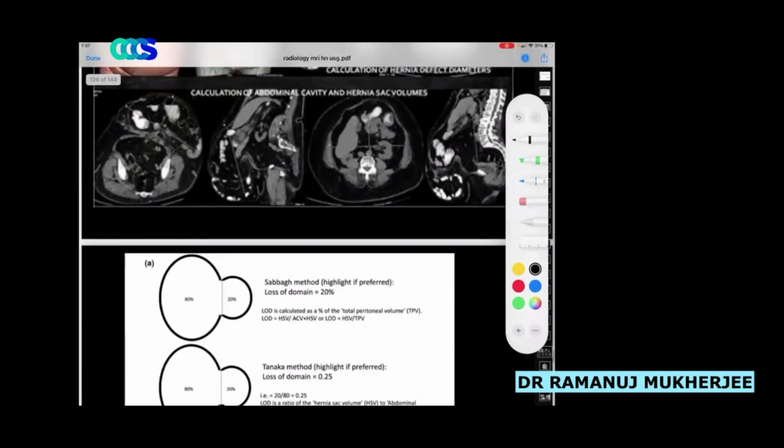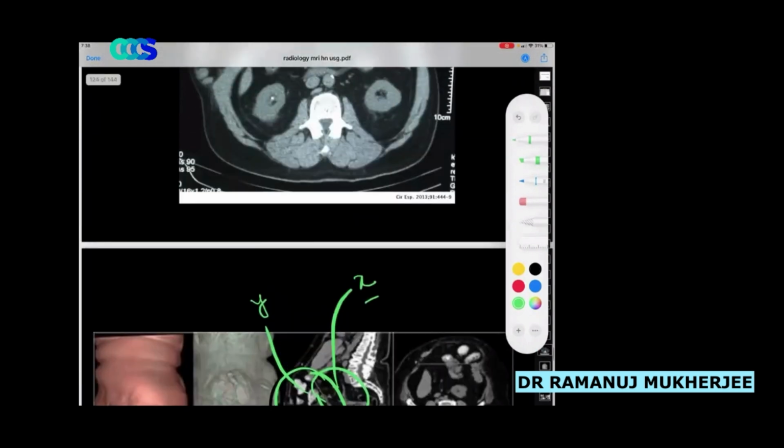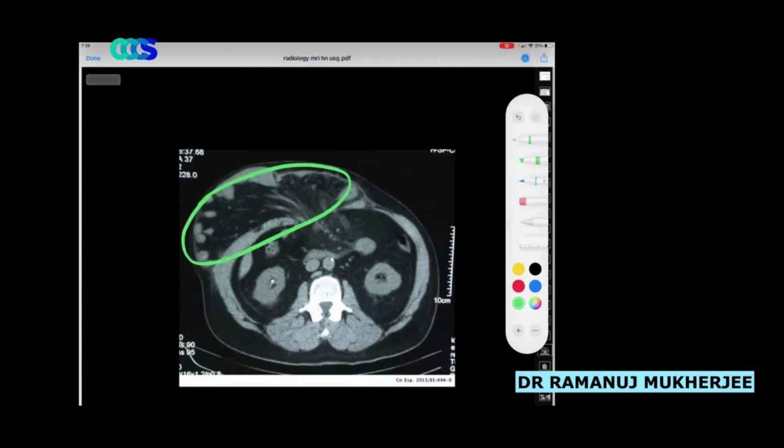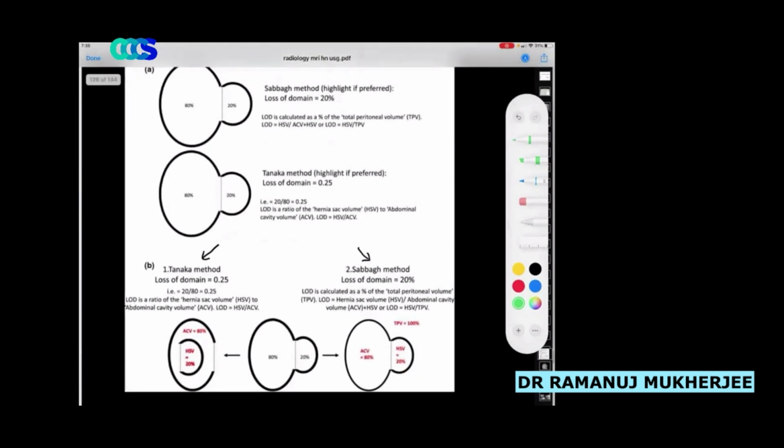But it will require your radiologist to tell you what is the amount of area that you have. If this is Y and this is X, it will require you to get from the radiologist what is the volume. If this is the volume Y, this is the volume X, what is the difference in the two volumes? So if you want to take a snapshot of this picture, what is the loss of domain? The loss of domain is calculated by either a Tanaka method or a Sabag's method, which is something that you should know.